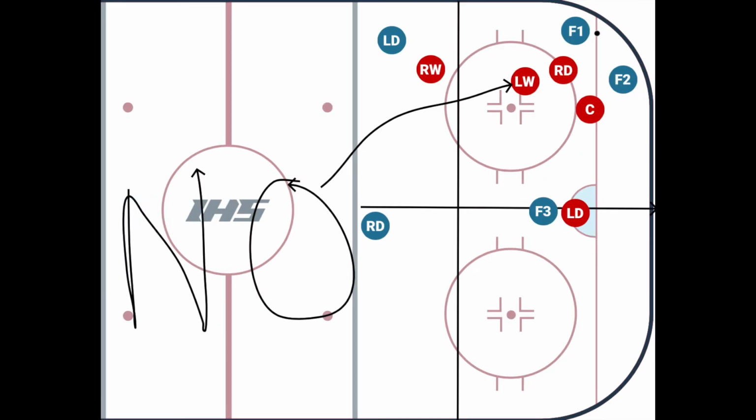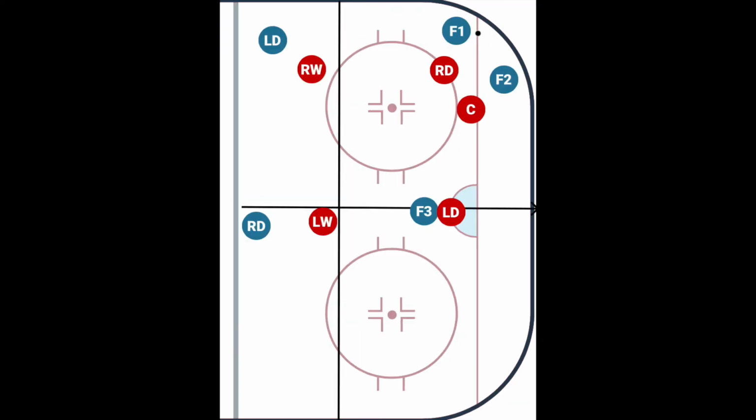At the same time, if the puck is on the right side of the ice, the left winger should not be on the right side of the ice pressuring the puck. His responsibility as the weak side winger is to sag down into the high slot to cover both the high slot area and the weak side opposing defenseman.